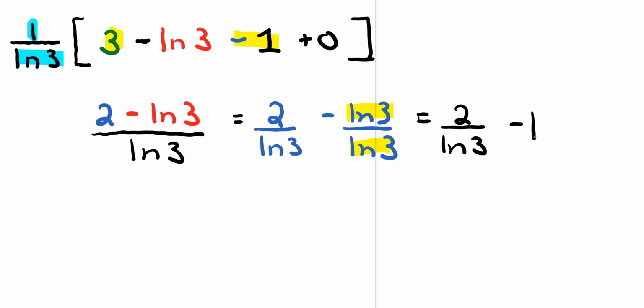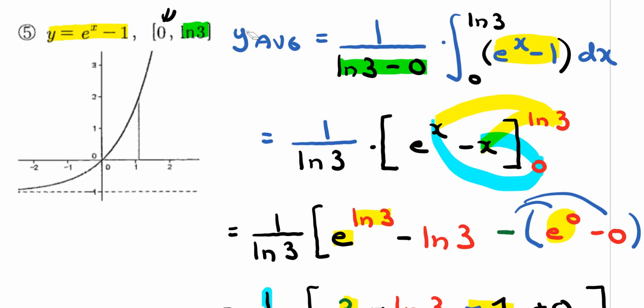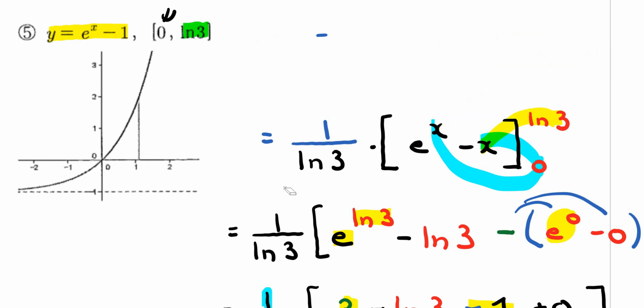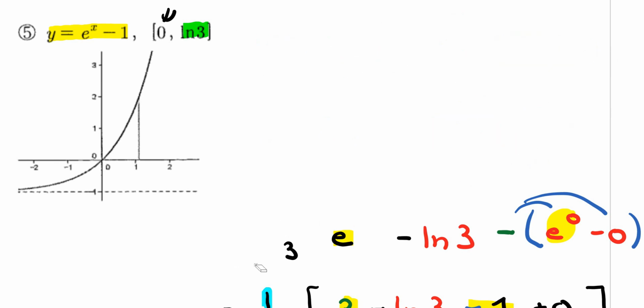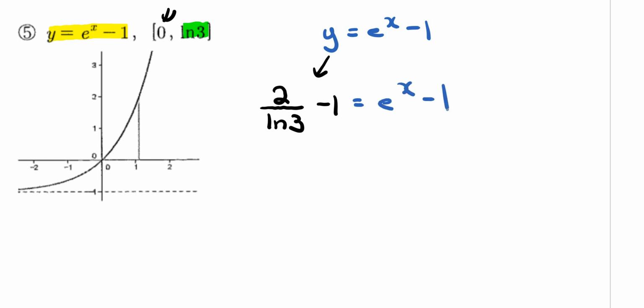Let's go back to the start of the problem here. That's the average value, and the next part of this question is that we need to find the x values where the function obtains its average value. So we have a little more algebra work to do. Let me create some space here. My original function was y equals e to the x minus 1, and we want to find the x values where the function has its average value. So we set y to the average value that we found, which is 2 divided by ln 3 minus 1, equals e to the x minus 1.